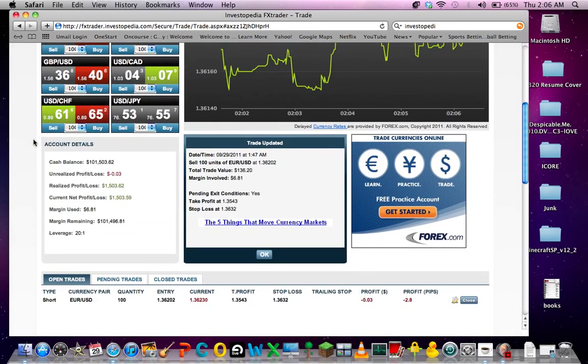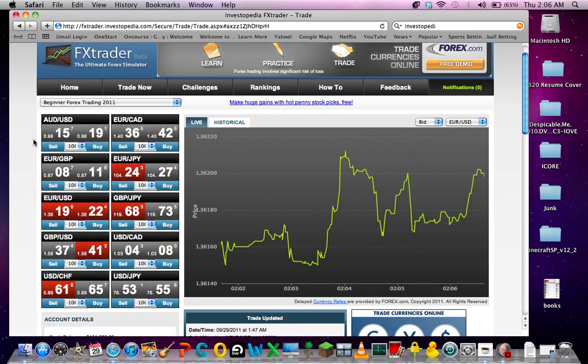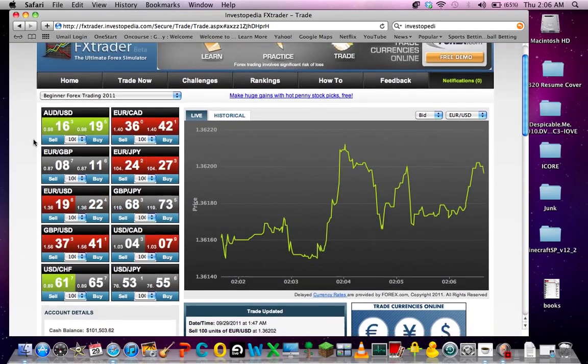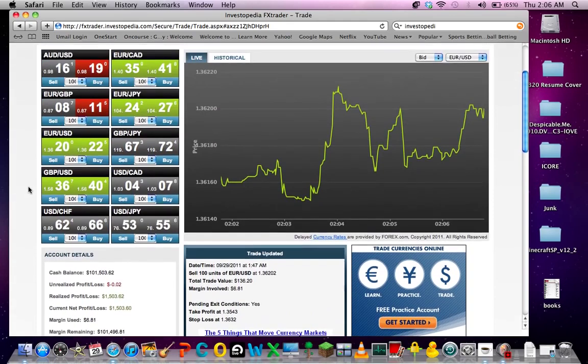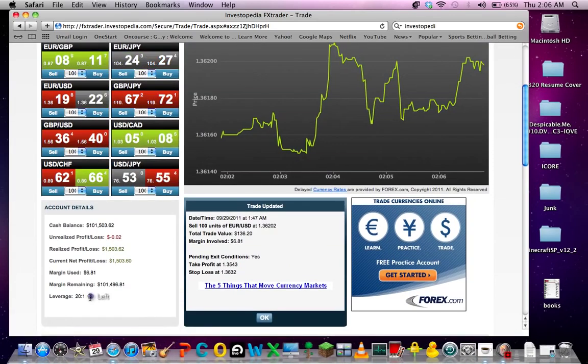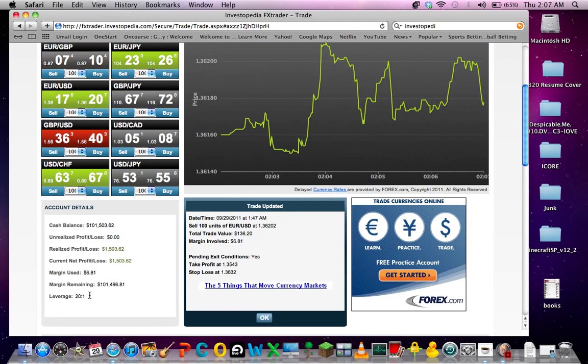I also would advise you to keep your leverage low if you ever really do start trading real money in the Forex. What that means for you people that don't have a business background is leverage is basically the amount of money you can borrow based on the money you have. So here it looks like my leverage is 20 to 1. So for every dollar I put in, or obviously this is fake, but if it was real, for every $1 I put in, I could borrow up to $20 to trade with that.